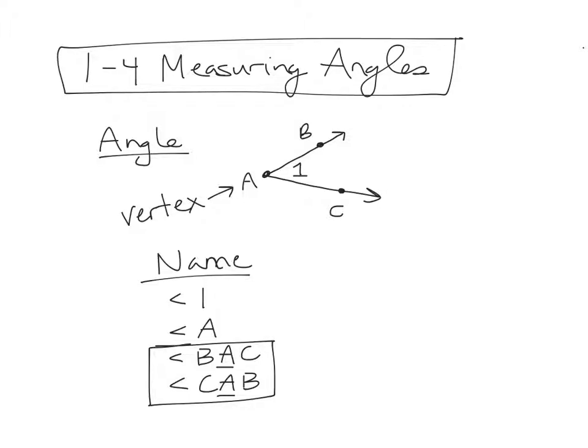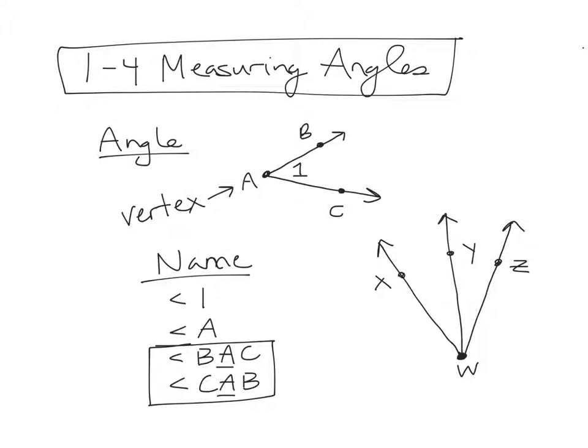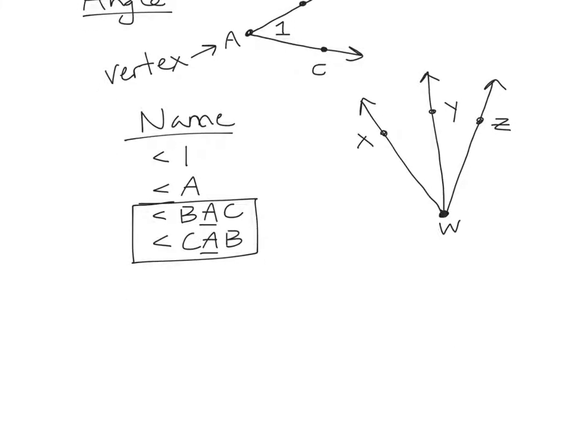Here's why the 3 letters come into play. Because a lot of times people are like, why does it matter? Why can't I just always name it angle A? Well, let's say there's 2 angles that share the same vertex. So if this is X, Y, Z, and W, okay? If this is our setup, and I said, here's angle 1, here's angle 2, name angle 1 for me. You cannot name it angle W. Do you know why?